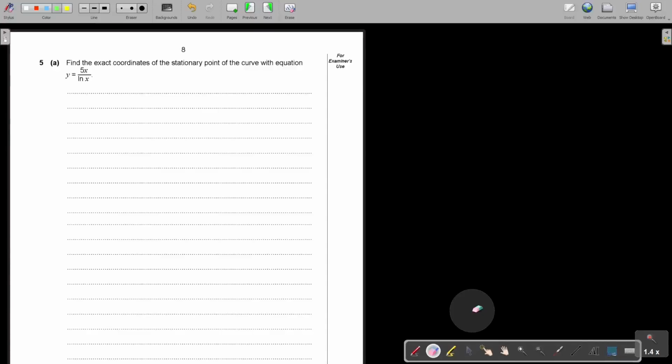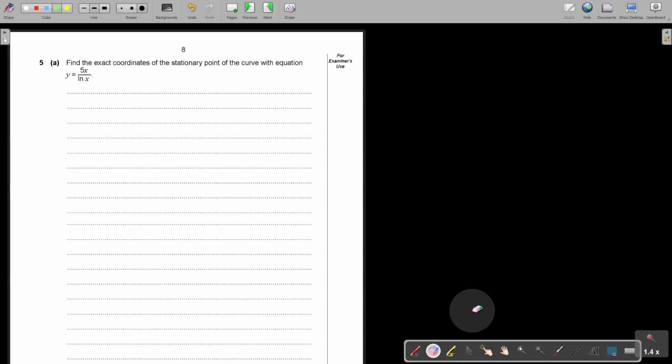Mathematics Advanced Subsidiary Level, Paper 2, 2023, Part 5. Question number 5a. Find the exact coordinates of the stationary point of the curve with equation y equals 5x over ln x.